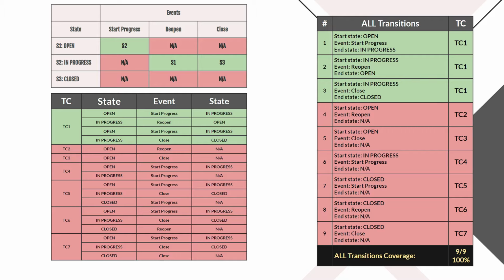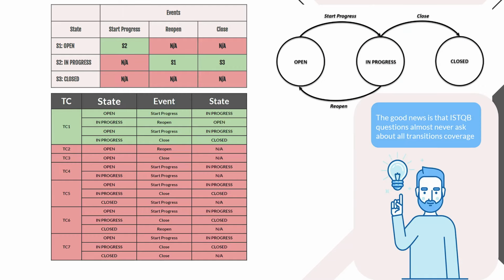To achieve 100% all transitions coverage, test cases must exercise all the valid transitions and attempt to execute invalid transitions. And we would need at least 7 tests to cover all 9 transitions. The good news is that ISTQB questions almost never ask about all transitions coverage. As you can see, even in our simple example, you need to write at least 7 tests.